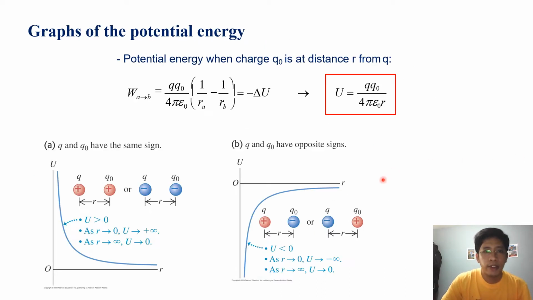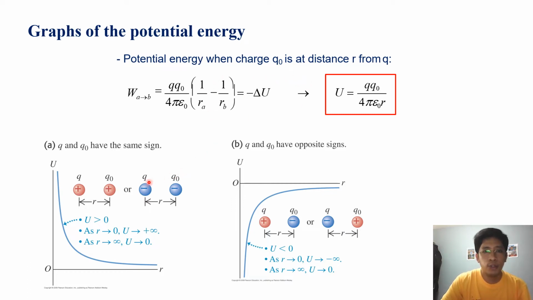Now, these are the graphs of the potential energy. Again, the potential energy when charge Q naught is at a distance r from Q is equal to this U here, which is equal to Q times Q naught over 4 pi epsilon naught r. And again, the work done from A to B is equal to Q times Q naught over 4 pi epsilon naught times 1 over r_A minus 1 over r_B, which is equal to the negative of delta U, where your delta U is equal to this quantity here.